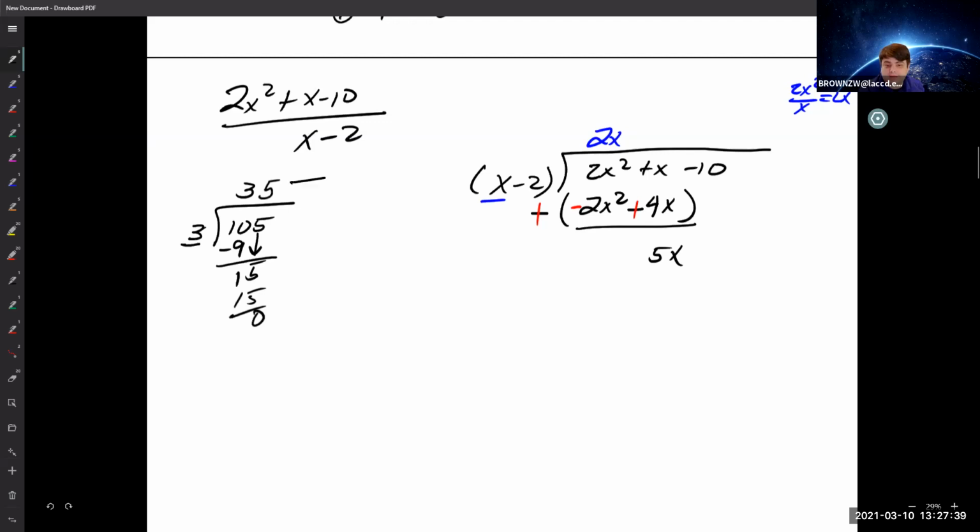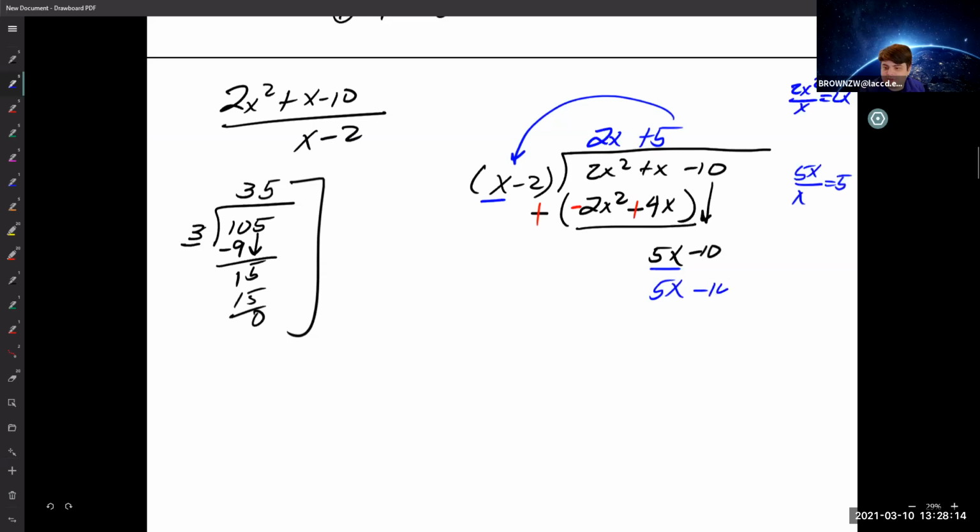Train of thought. Okay, back, we did the numerical part here. So we're going to continue the same thing, which is drop down the minus 10. Then we take this x and divide into that first term. So we take 5x over x, which leaves me with 5. So we have a plus 5. Then we distribute that into my expression. 5 times x leaves me with 5x, and 5 times negative 2 leaves me with a negative 10.